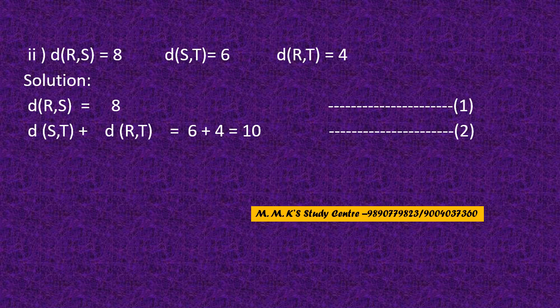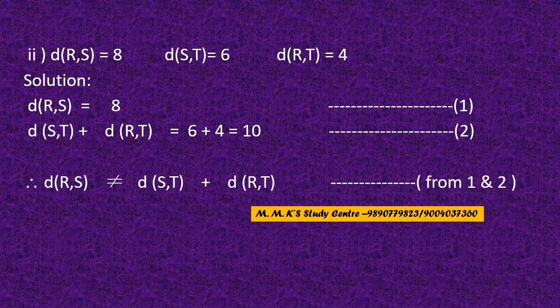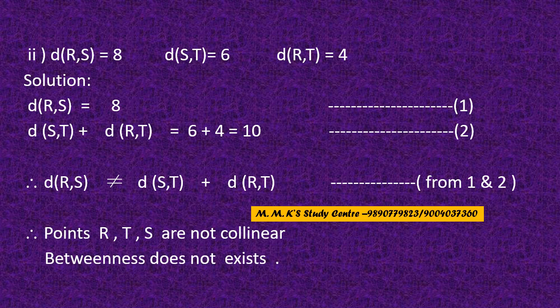So if you observe equation 1 and 2, they are not equal. So how to write? Distance RS is not equal to distance ST plus distance RT, from 1 and 2. Therefore, we will write points R, S, T are not collinear, or you can write non-collinear also. Okay, as it is non-collinear, betweenness does not exist here.